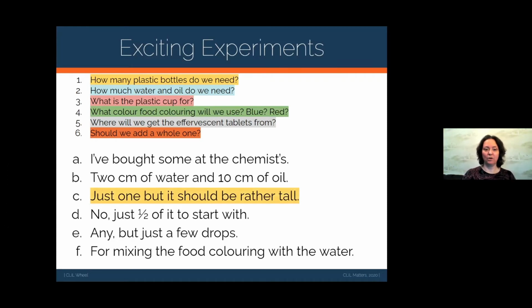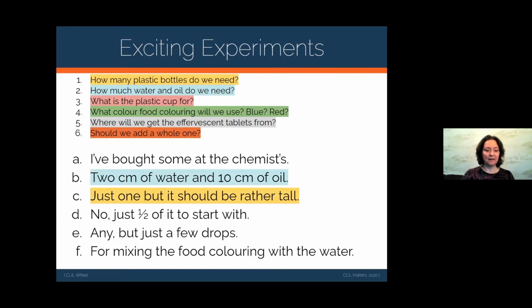How much water and oil do we need? 2 centimeters of water and 10 centimeters of oil. I understand that talking about centimeters here is not very precise. Chemistry teachers, science teachers could scold me for being not that precise here, but it is okay for my context.